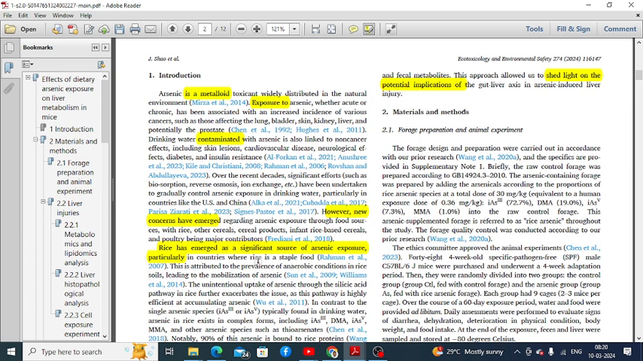And the significance of the study, which is the third part of the rationale. The significance of the study is that this approach allowed us to shed light on the potential implications of the gut liver axis in this arsenic induced liver injury. Okay, so this is the introduction part from this research article. This is how we have to break down the introduction, so that you could understand the significance of the study, the research gap, and what the literature explains about this particular topic.